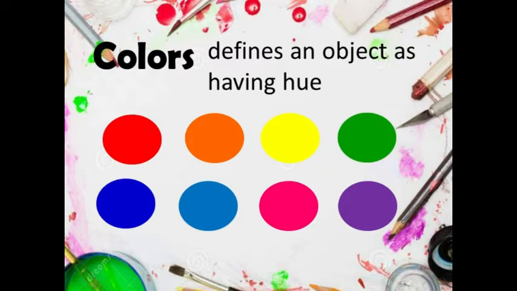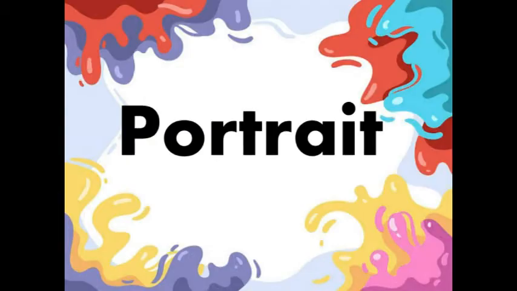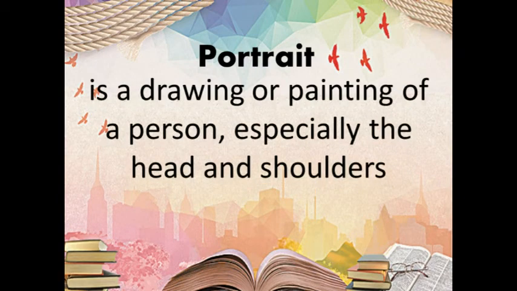So now that we know the elements of arts, which are the line, shapes, and color, let's proceed to the portrait. We use some of the elements of arts in creating a portrait. We use the line and shape in creating a portrait. A portrait is a drawing or a painting of a person, especially the head and the shoulders. So when you paint, you can also use the color. That's why we use elements of art in portrait.